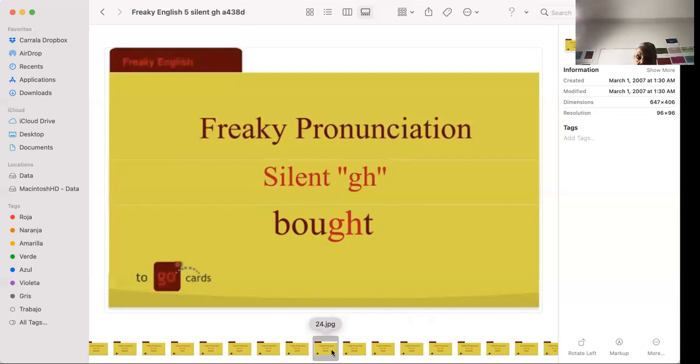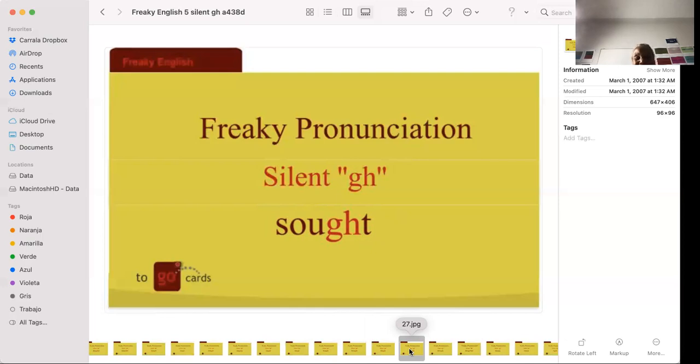He bought a ring for his boyfriend. He bought. Brought, that's from bring. He brought me flowers. Fought, the past tense of the verb to fight. Sought, past tense of the verb to seek.